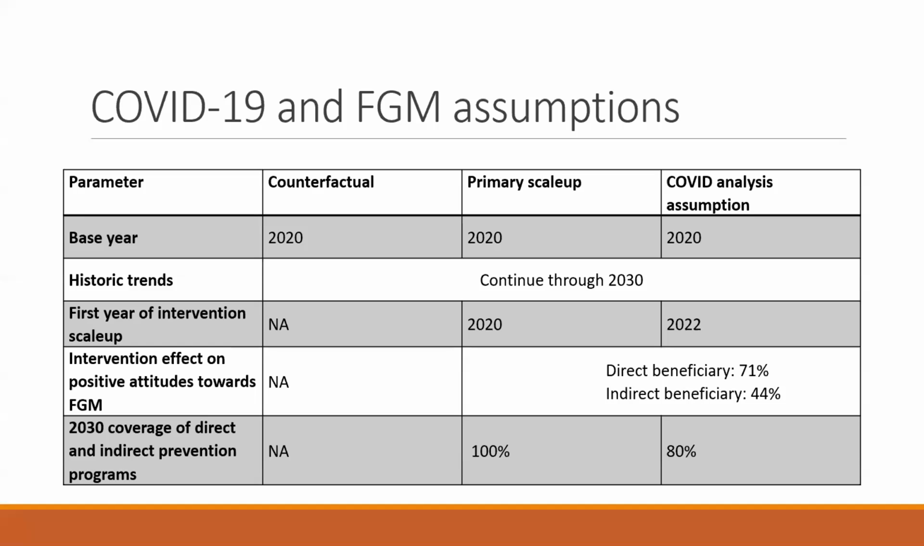Same expected intervention effect on positive attitudes towards FGM in both scale-up scenarios. But the most important factor alongside the delayed scale up is what can be achieved by 2030. So we assumed a similar increment each year, even though we start a couple years later. And as a result, by 2030, we've only managed to achieve 80% coverage using direct and indirect methods, whereas in the primary ambitious scenario, we looked at achieving 100% coverage through direct and indirect prevention programs.